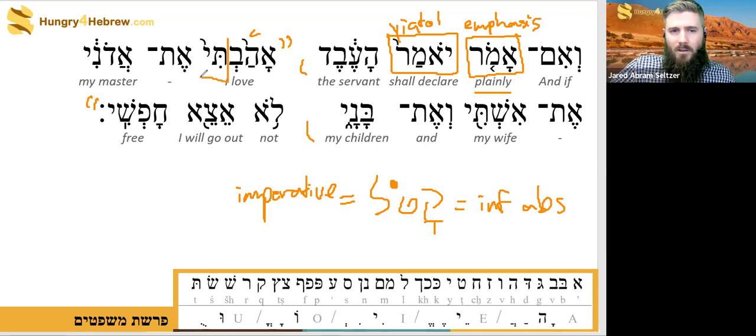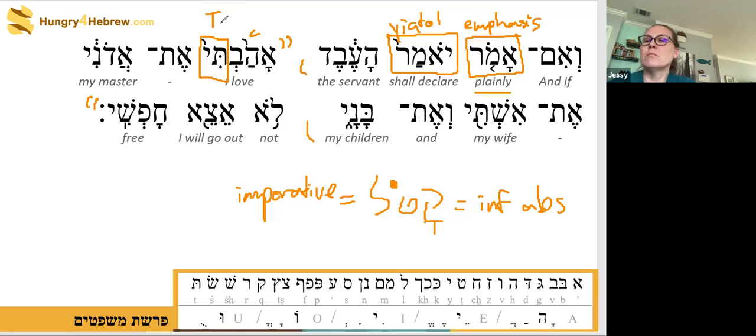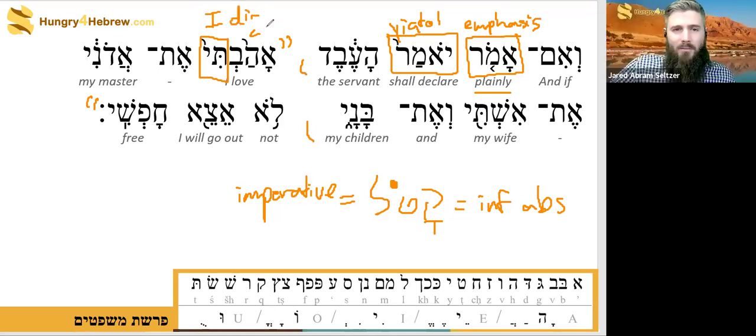Ahavti, we see as a katal form, T suffix. Who's the built-in subject? I. Yeah. T says, I did it. What did I do? Ahav, I loved. Should we translate it as I loved? I mean, it's a katal. That doesn't really sound good, though.